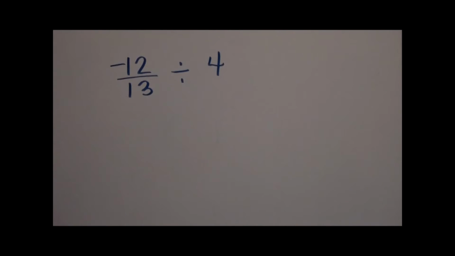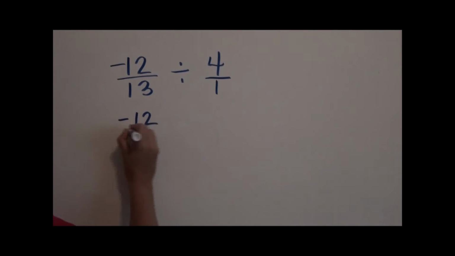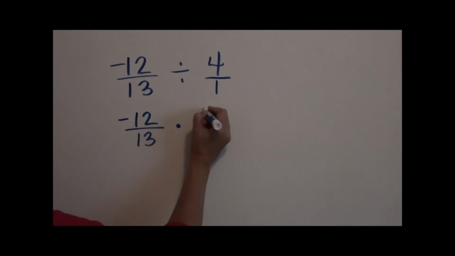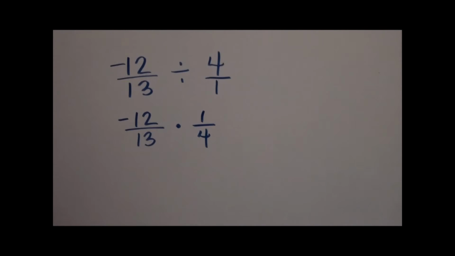Okay, also in this section we do division. If we have division, we leave the first fraction alone. We change the division sign to a multiplication sign, and then we invert or flip over the fraction that we're dividing by. Now in this case, we're dividing by a whole number 4. The only denominator we can give that is the number 1, because 4 divided by 1 gives me 4. So think about what I just said. We leave the first fraction alone, we change division to multiplication, and we invert or flip over the second fraction.